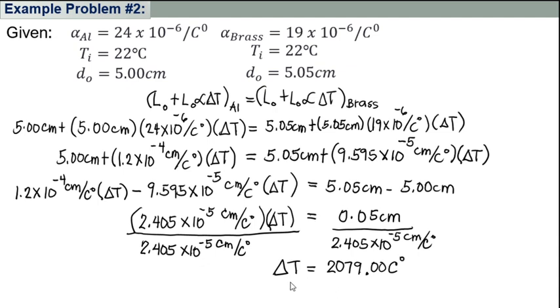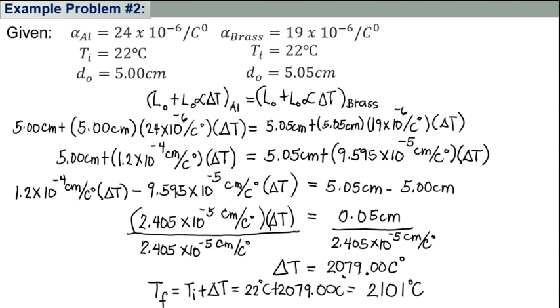Since we are looking for the final temperature of the objects, the final temperature is equal to the initial temperature, which is 22 degrees Celsius, plus the change in temperature, which is 2079 Celsius degrees. And it will give us an answer of 2101 degrees Celsius. So this is the final temperature for both the aluminum ring and brass rod if they are heated, so that the brass rod can now fit to the aluminum ring.